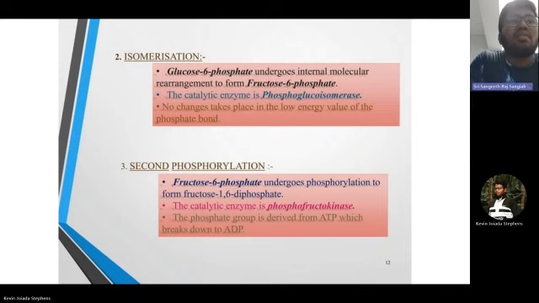Isomerization. Glucose 6-phosphate undergoes internal molecular rearrangement to form fructose 6-phosphate. The catalyzing enzyme is phosphoglucose isomerase. No change takes place in the low energy value of the phosphate bond. Second phosphorylation. Fructose 6-phosphate undergoes phosphorylation to form fructose 1,6-diphosphate. The catalyzing enzyme is phosphofructokinase. The phosphate group is derived from ATP, which breaks down to ADP.